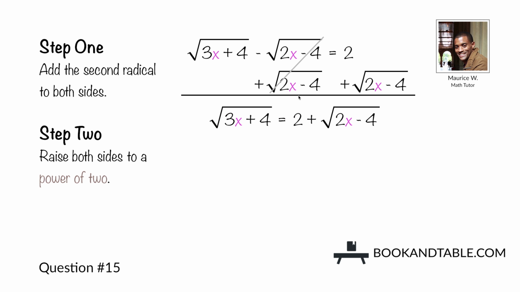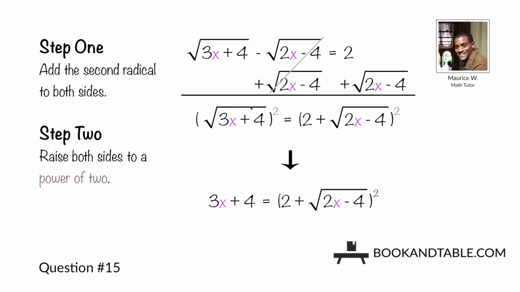Step 1. Add the second radical to both sides, isolating the first radical. So you have the square root of 3x plus 4 is equal to 2 plus the square root of 2x minus 4. Now that you've isolated this radical, you want to eliminate the radical sign by raising both sides to a power of 2, leaving you with 3x plus 4 on the left side. And on the right side, we have 2 plus the square root of 2x minus 4, squared.